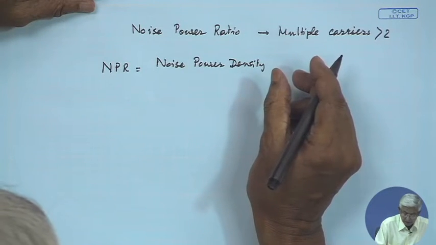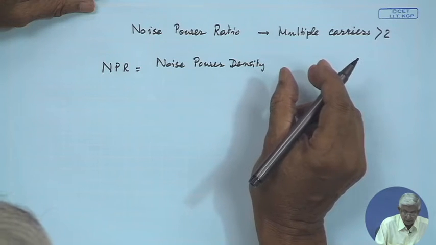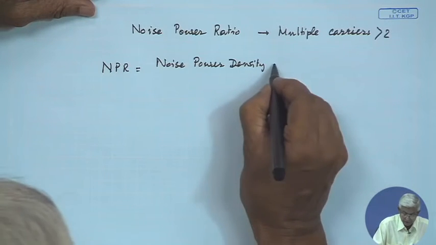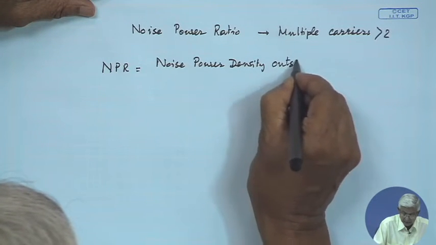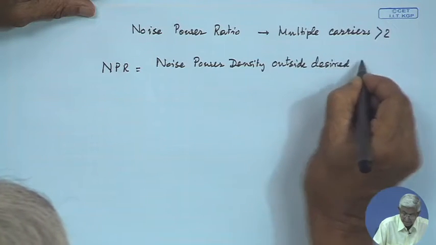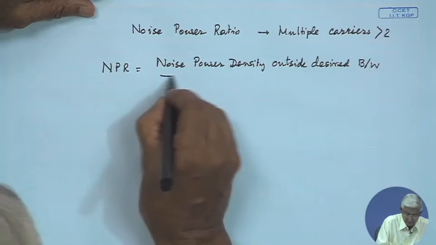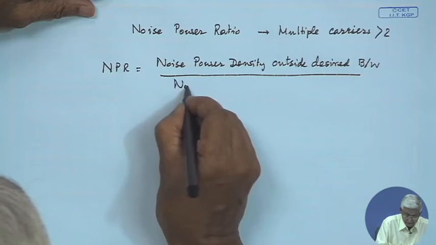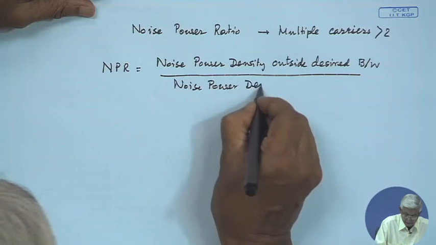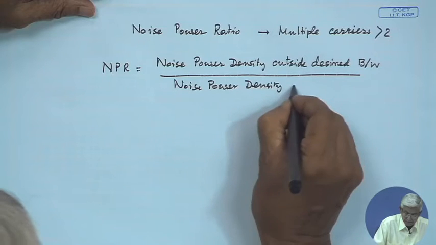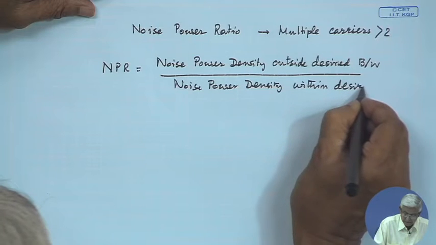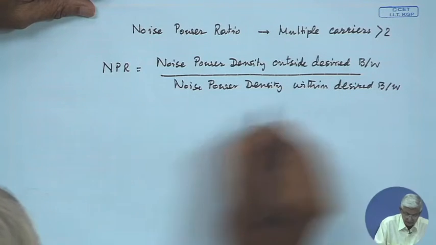That noise power which is generated due to multiple carriers is going to fall at one place, so that is called desired bandwidth. So it is noise power density outside desired bandwidth divided by noise power density within desired bandwidth. It is very simple.